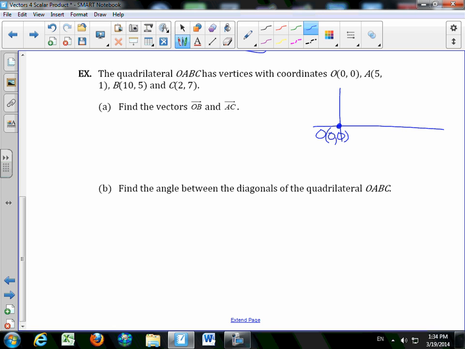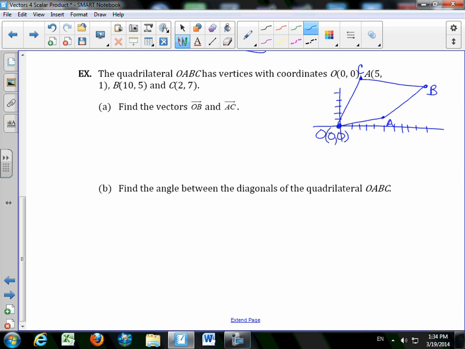Okay, so the origin is at 0, 0. A is at 5, 1. And your diagram does not have to be perfect. B is at 10, 5, and then C is at 2, 7. So that's going to be up here somewhere. So we have A, B, C, and O.